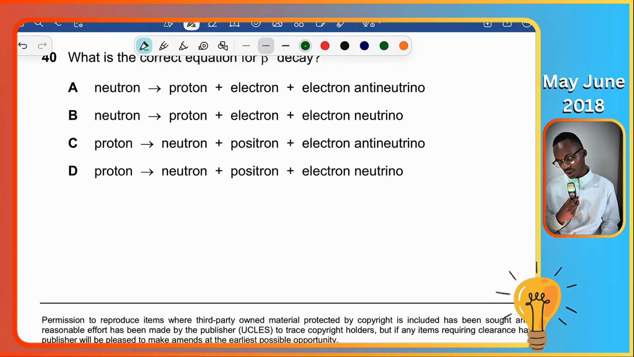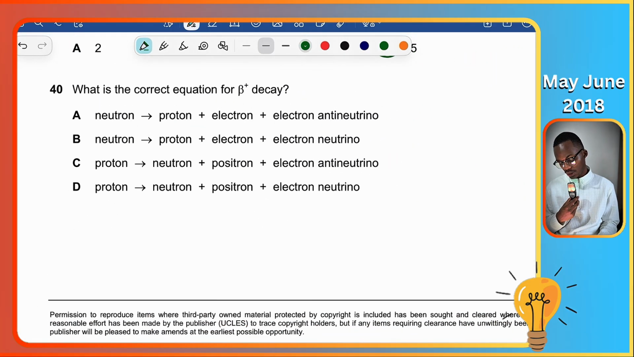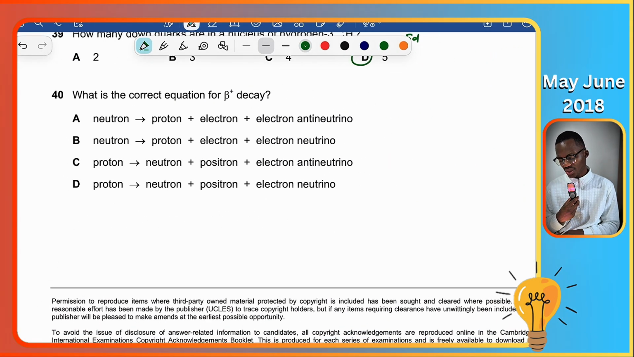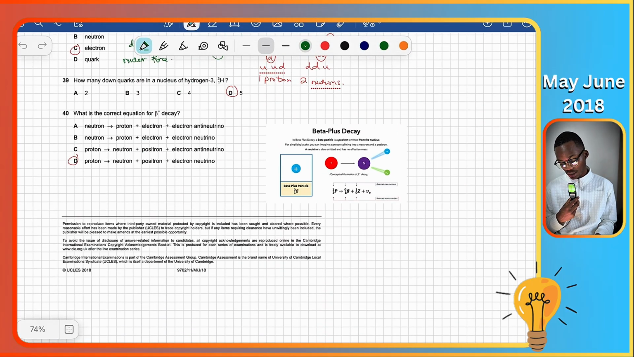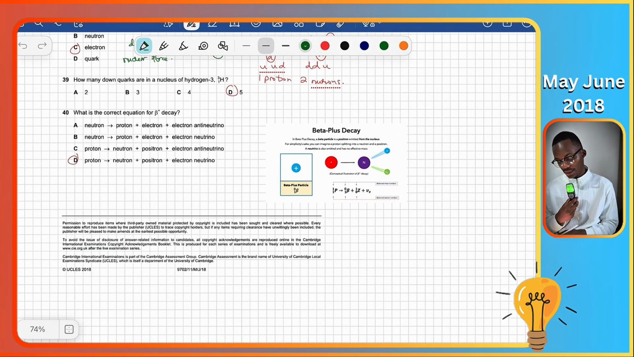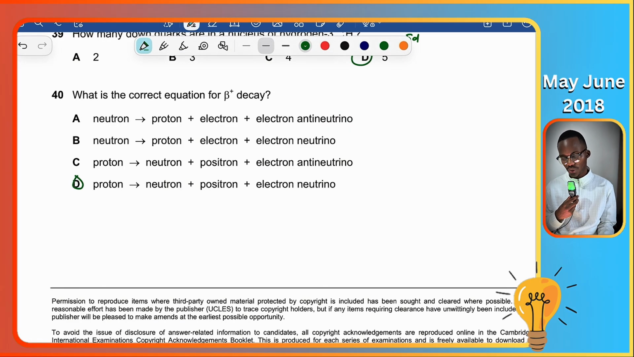40. What is the correct equation for beta plus decay? So, well, this we just know. Like, we don't need to study this. We just know that a beta plus decay is when we have a proton that turns into a neutron, forming a positron and electron neutrino.